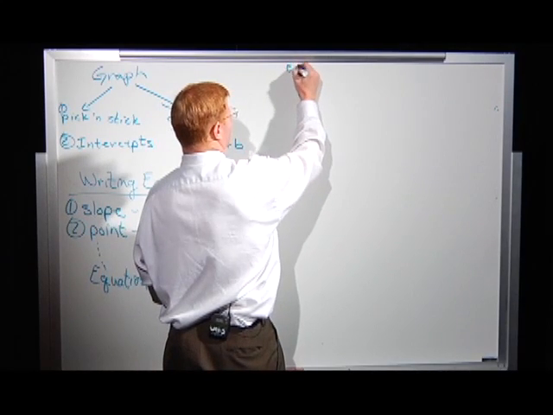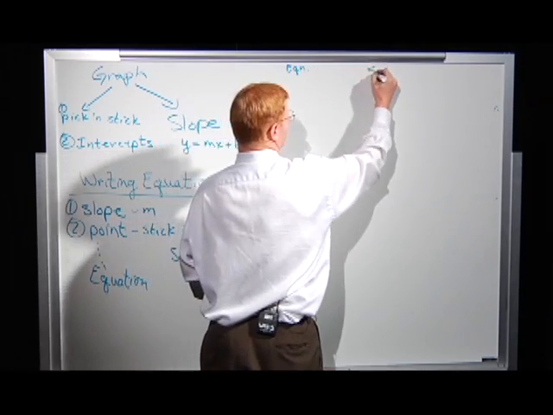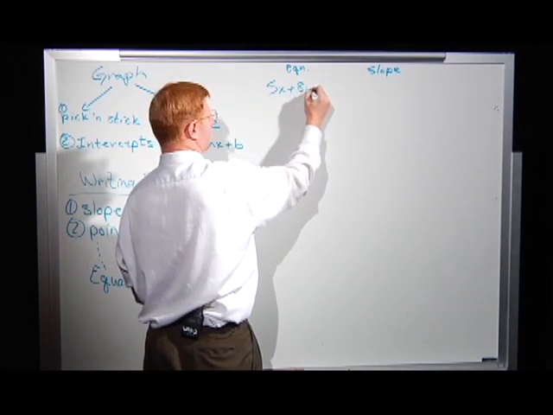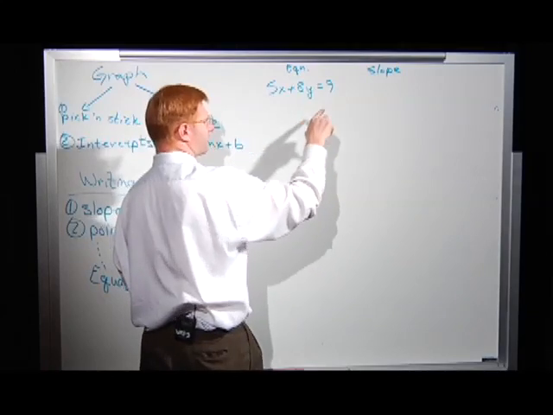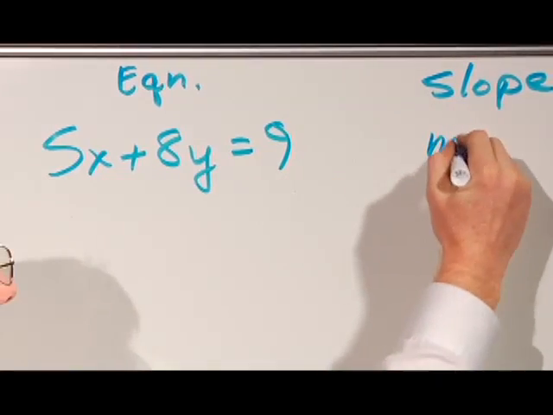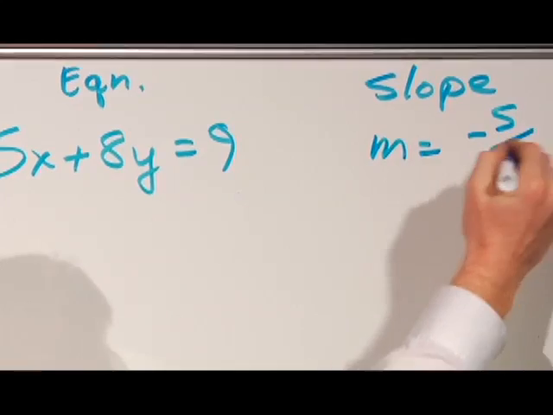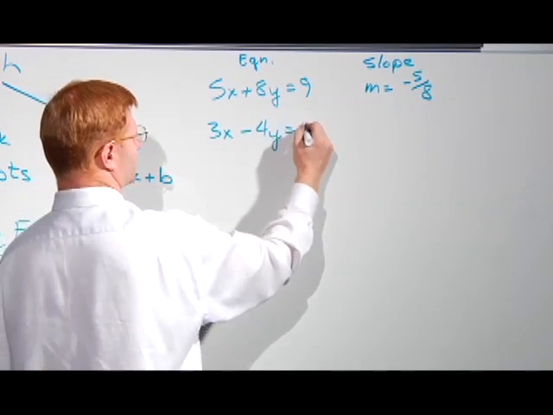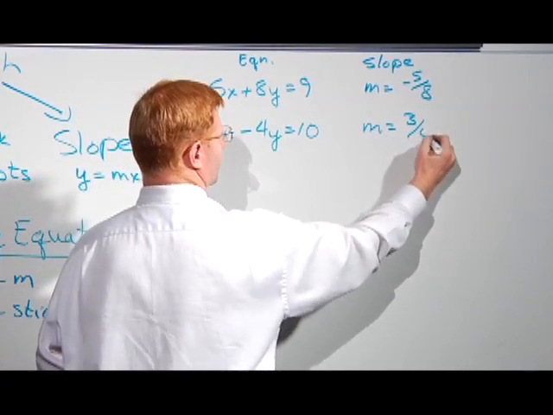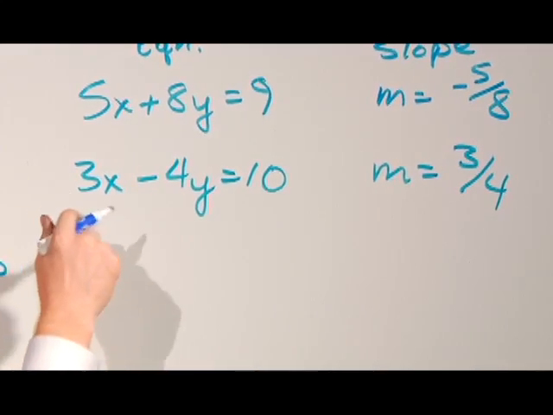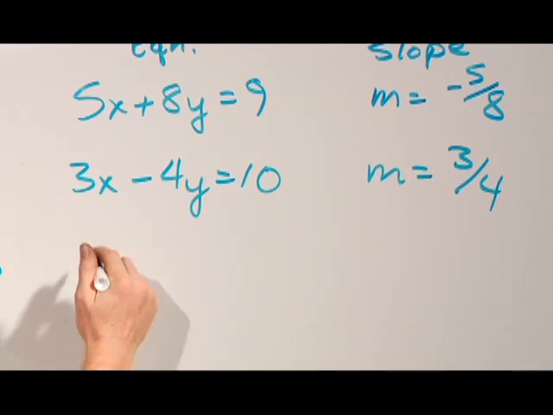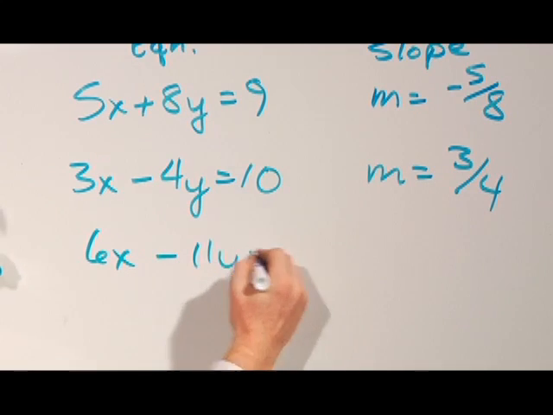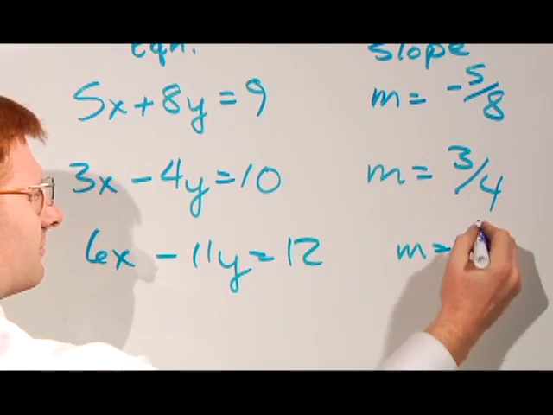Again, we're going to write the equation and the slope. So 5x plus 8y equals 9. If you solve that for y, you'll subtract the 5x over here, and you'll divide by 8. 3x minus 4y equals 10. Slope is going to be a positive 3/4. And so they start to see, okay, opposite sign 3/4. 6x minus 11y equals 12, positive 6/11.